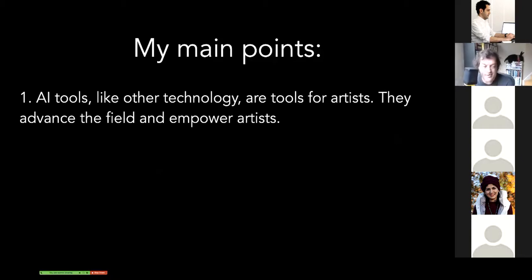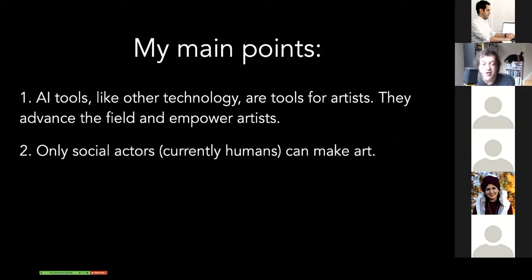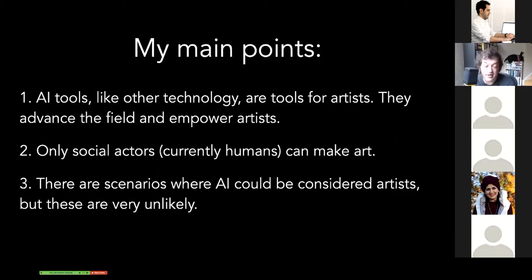The second point I want to make is that I believe only social actors can make art, and that currently means humans. It means something very specific by that, which I'll explain later. And I think there are scenarios, hypothetically, in which AI could be considered artists, or may be in the future, but these are really unlikely. These are really science fiction scenarios. And at the end of the talk, I'll spend about 10 minutes talking about what's going on in the AI art world, because I think it's a really exciting thing to watch, and there's a lot going on.